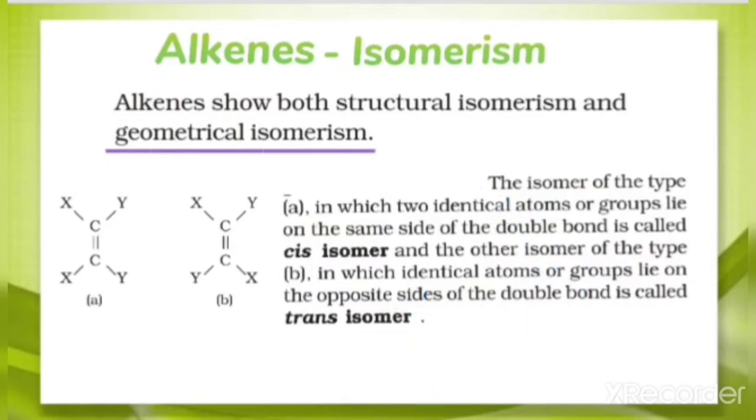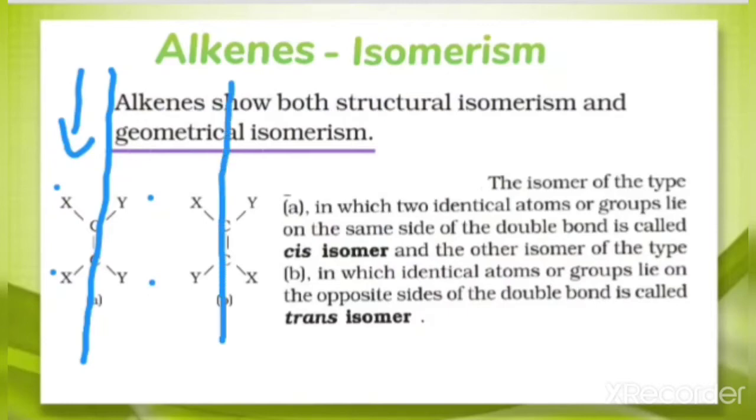Now what is the difference in these two structures? When you look carefully, in the first structure, make a line along the carbon-carbon double bond and separate the two sides. What you can find here is that on the same side, the X groups are together and the two Y are on the same side. But in the second structure, when you make the line, you can see there is one X here and Y here. Here Y, X.